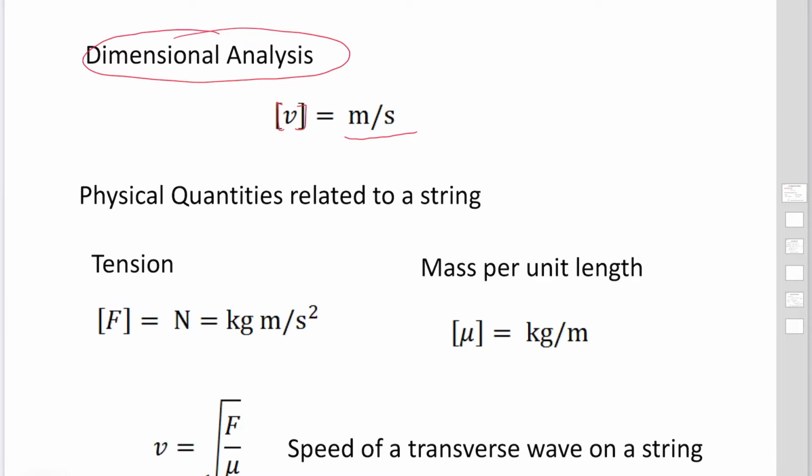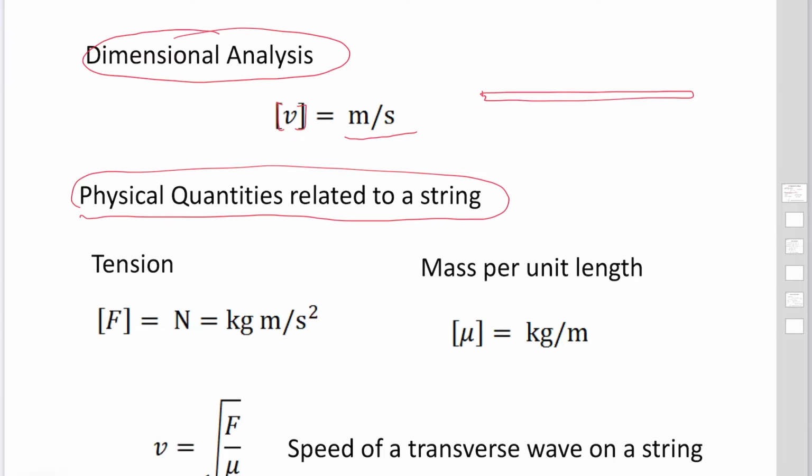At first, we'd like to find out physical quantities related to strings. So we could consider the dimension of the force, if the string is pulled by the force F. So force is one of the quantities you could consider. The dimension of the force is newtons. Newton, in MKS units, is kilogram meter per square second. This is the dimension of the newton.